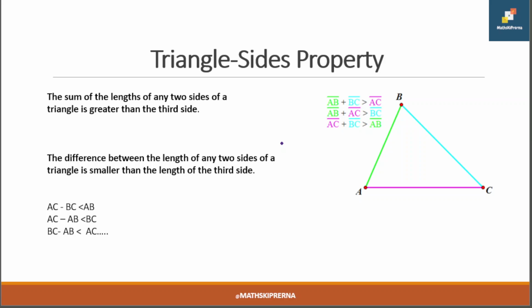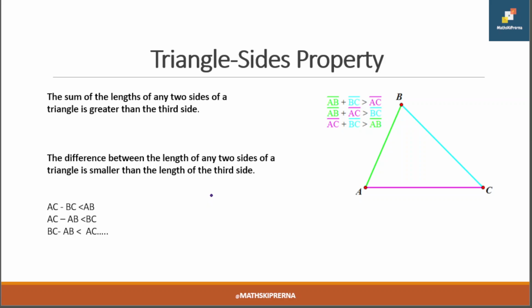There is a very important property with regards to the sides of a triangle. If we add two sides, let's take side AB and side BC, and add both of these, the result will be more than AC. So AC will be smaller than the sum of the lengths of any two sides. That means AB plus AC will be greater than BC, and AC plus BC will be greater than AB.